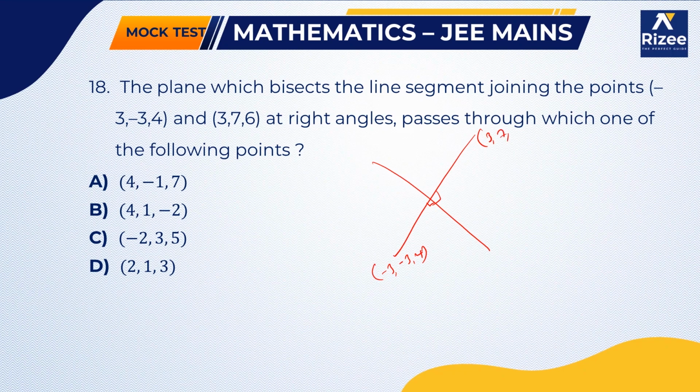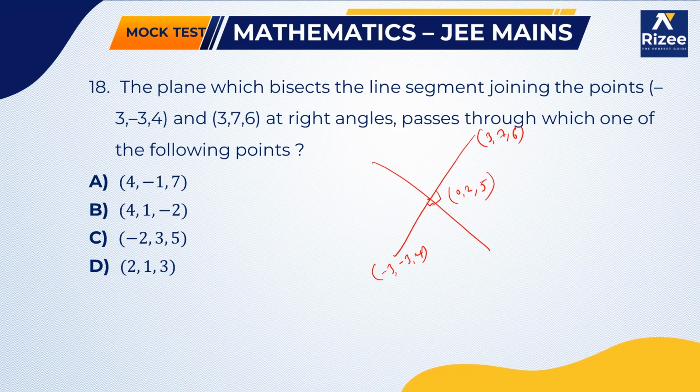3 minus 3 by 2 is 0. 7 minus 3 is 4, 4 by 2 means we get 2. 6 plus 4 is 10, by 2 we get 5. This is the midpoint of these 2 points which bisects the line segment perpendicularly.